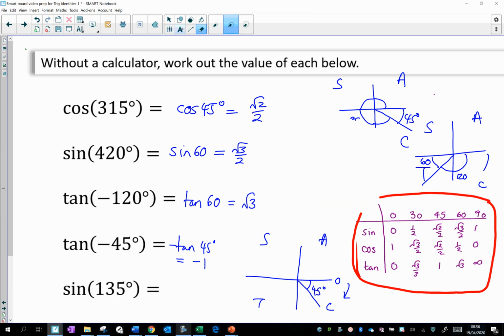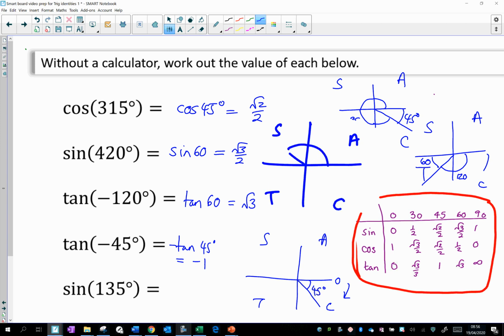Okay, so I can just draw a new one. Where are we? Okay, so here's my CAST diagram, ASTC, 135 or 90, 135 is there, so that this angle is 135, which means that this angle here is 45. So sine of 135 is going to be positive because it's in the S section. It's just going to be sine 45, and sine 45 is root 2 over 2.